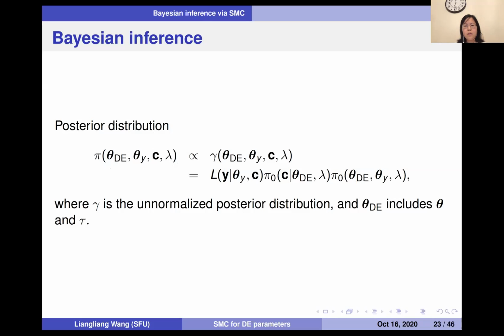In this case, we're using the prior distribution for C, which corresponds to the penalty term in the frequentist method I just introduced. I'm using pi to denote our normalized posterior distribution, and using gamma to denote the unnormalized posterior distribution, which is equal to the likelihood times the prior, which I'm going to introduce in a minute.